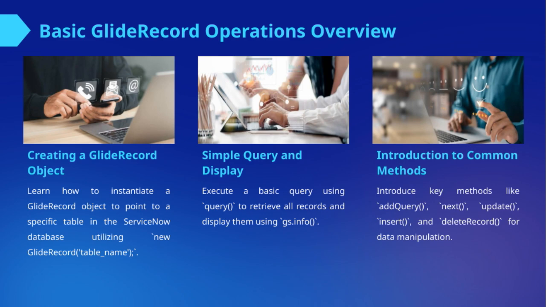Once we have our GlideRecord object, executing a query is straightforward with the query method. This retrieves all records that match any set criteria. To see the results, we can simply display the records using gs.info, which outputs the data to the system logs. By mastering these basic operations, you'll be able to perform most data-related tasks efficiently within ServiceNow.